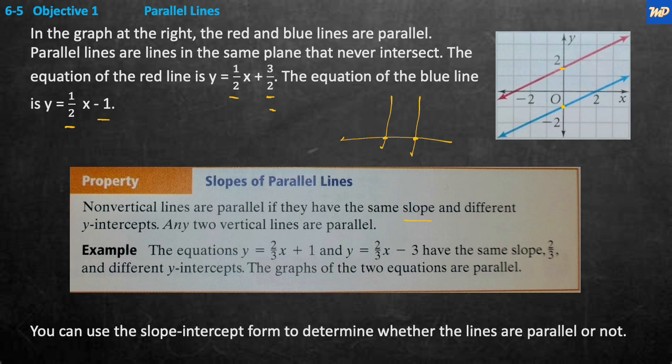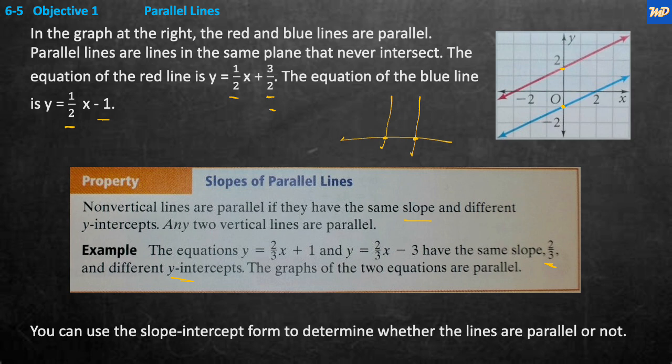The equations y equals 2/3 x plus 1 and y equals 2/3 x minus 3 have the same slope. The 2/3 is the slope, and they have different y-intercepts. So this is the definition, and we have to just kind of memorize that. The graphs of the two equations are parallel.